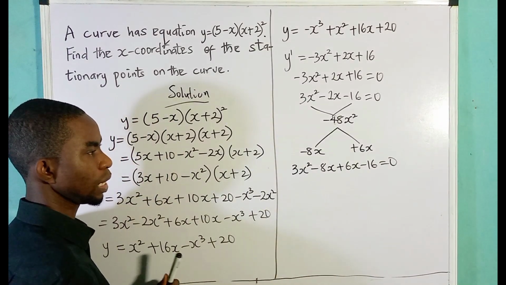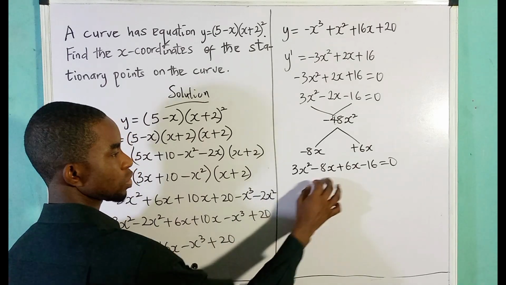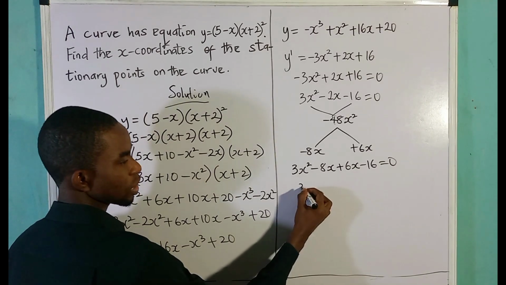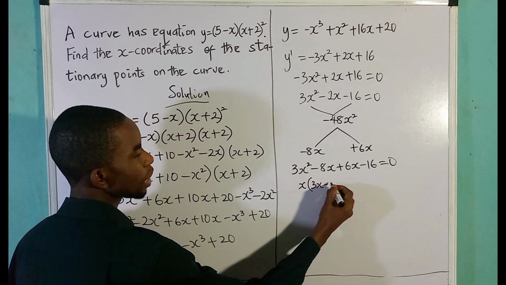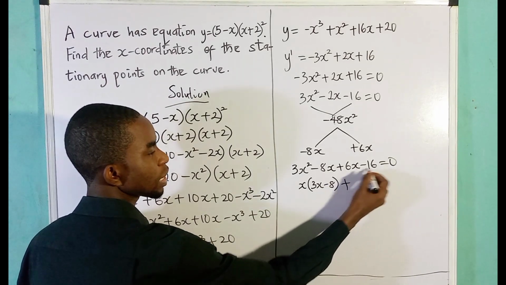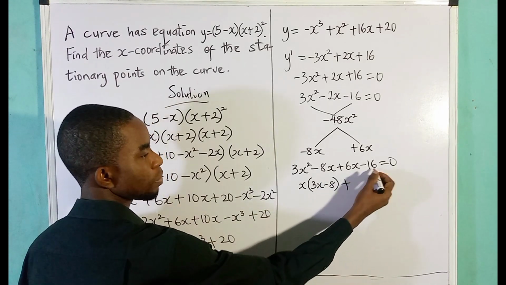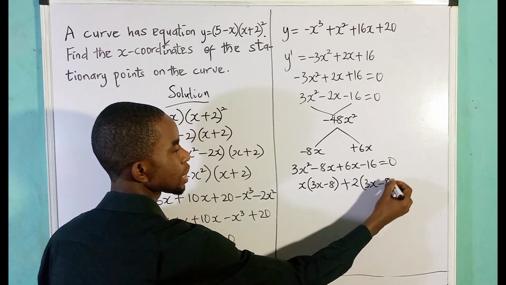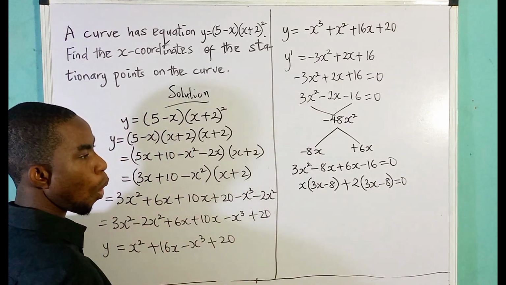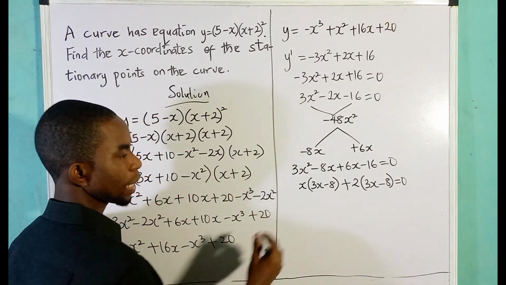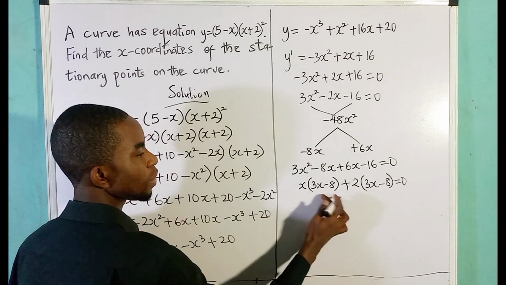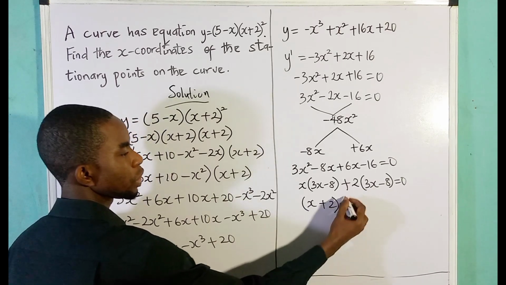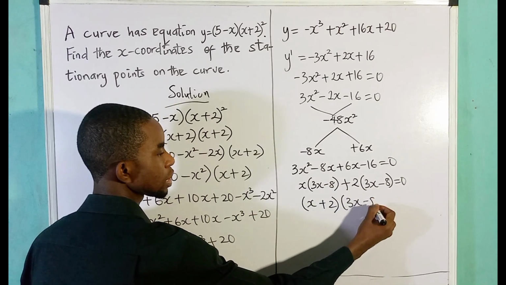All right, so let's see if we can factorize them. What is common here is just x, and then you can write 3x minus 8 plus, 2 can divide both of them. So 2 into 3x minus 16 divided by 2 is 8, equals 0. Okay, so these two have the same bracket. We form a new bracket using x plus 2, and then we write also 3x minus 8 equals 0.